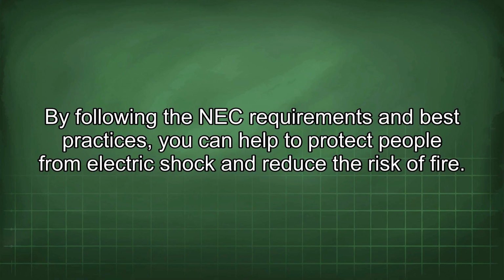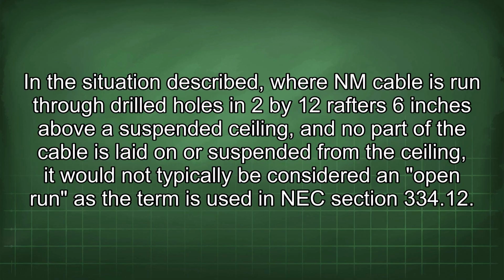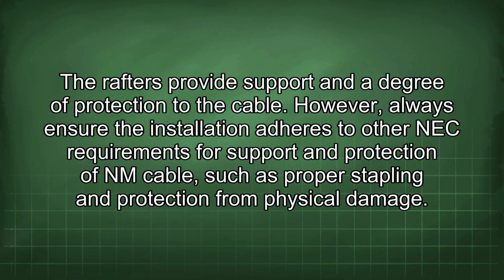In the situation described, where an NM cable is run through drilled holes in 2x12 rafters 6 inches above a suspended ceiling, and no part of the cable is laid on or suspended from the ceiling, it would not typically be considered an open run, as the term is used in NEC section 334.12. The rafters provide support and a degree of protection to the cable. However, always ensure the installation adheres to other NEC requirements for support and protection of NM cable, such as proper stapling and protection from physical damage.